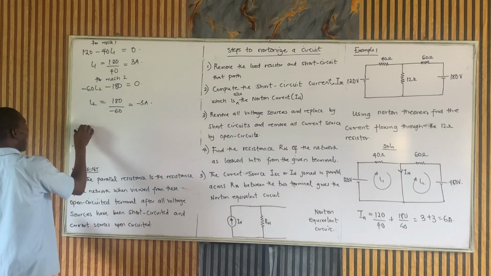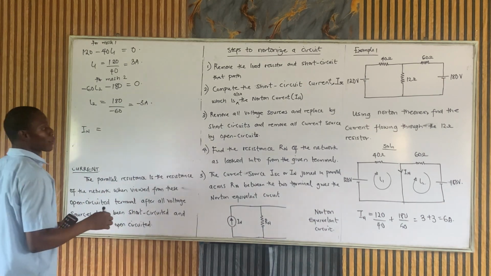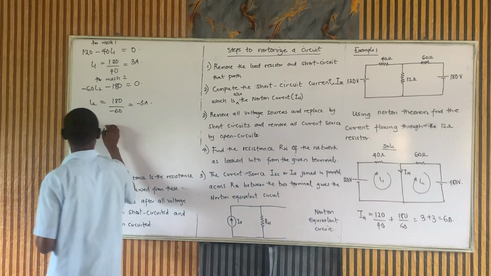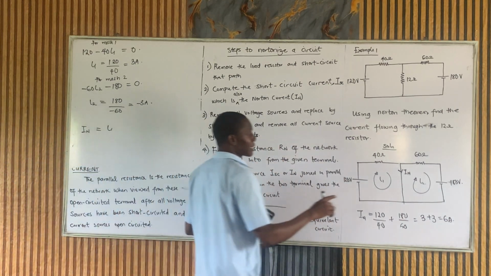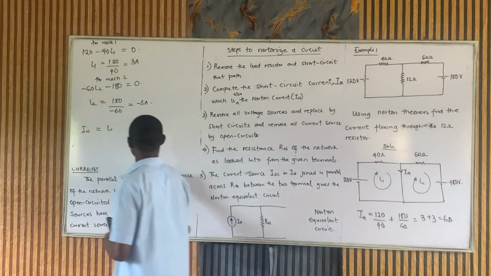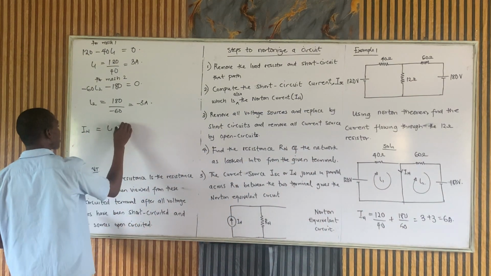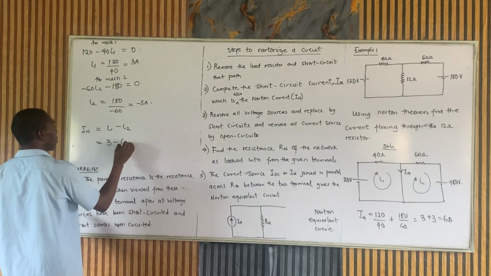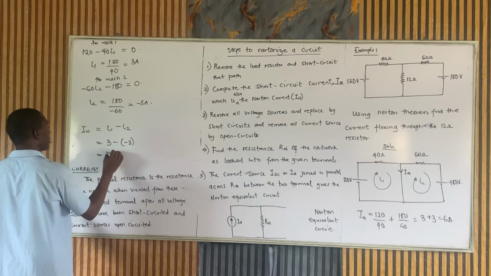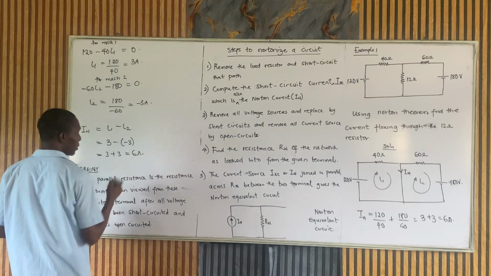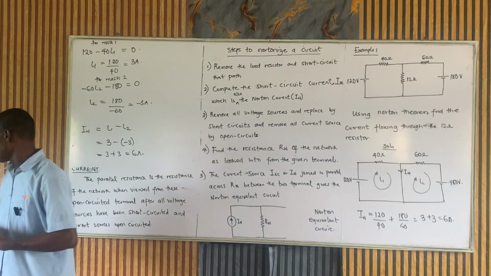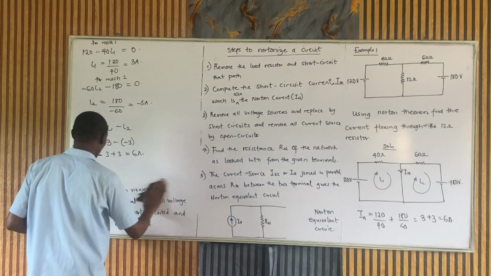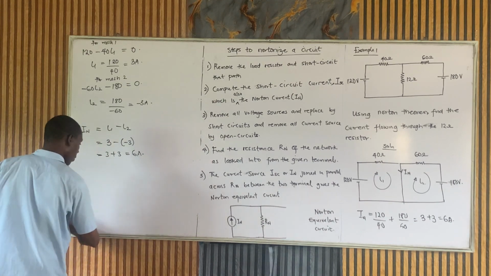Then we can now say IN is in the same direction as I1, so that's positive I1. It's in the opposite direction to I2, so that will be minus I2. I1 is 3, minus I2 is minus minus 3, and that will be 3 plus 3, that's 6 ampere. So we are done solving for our IN, the same as what I got using the other method.